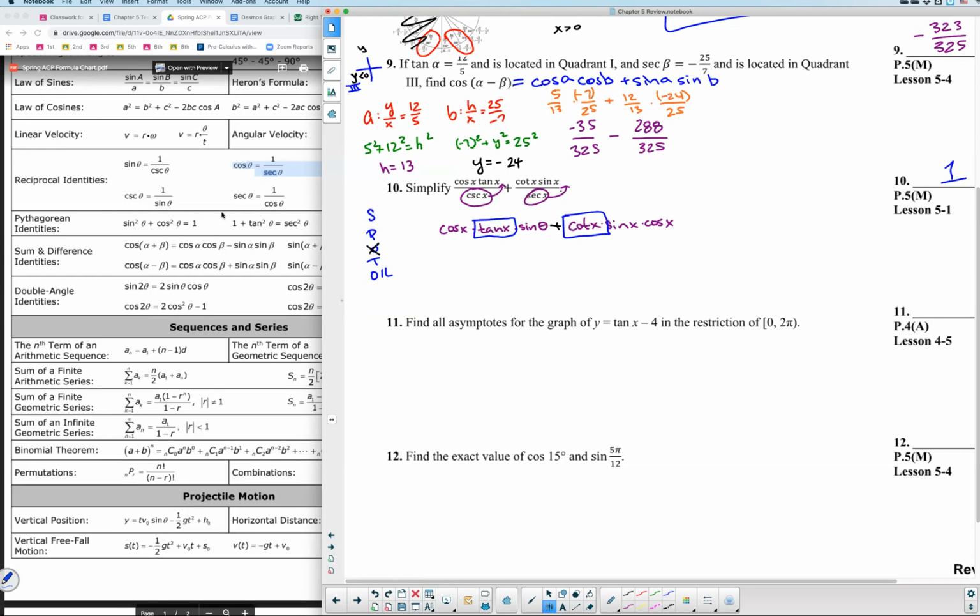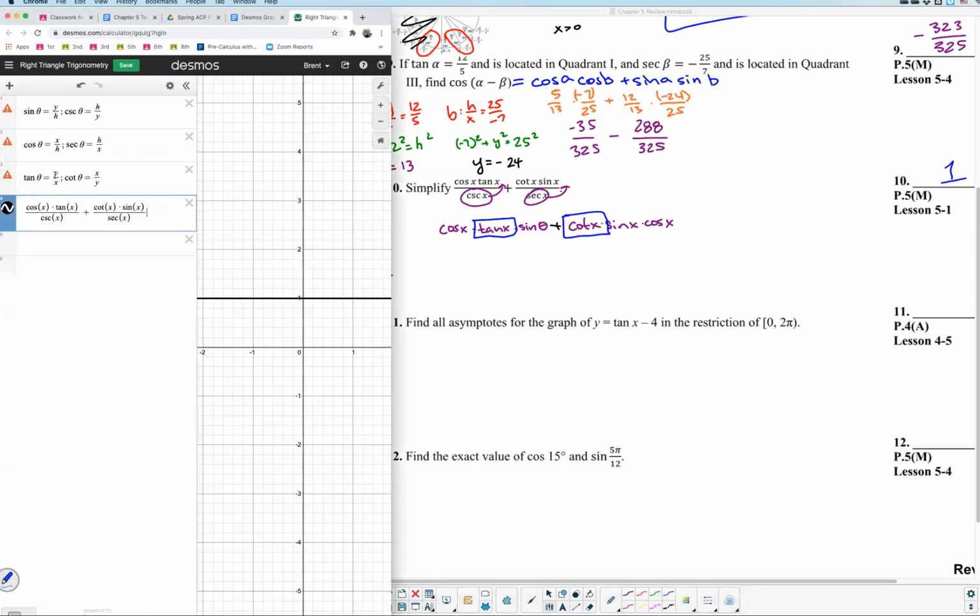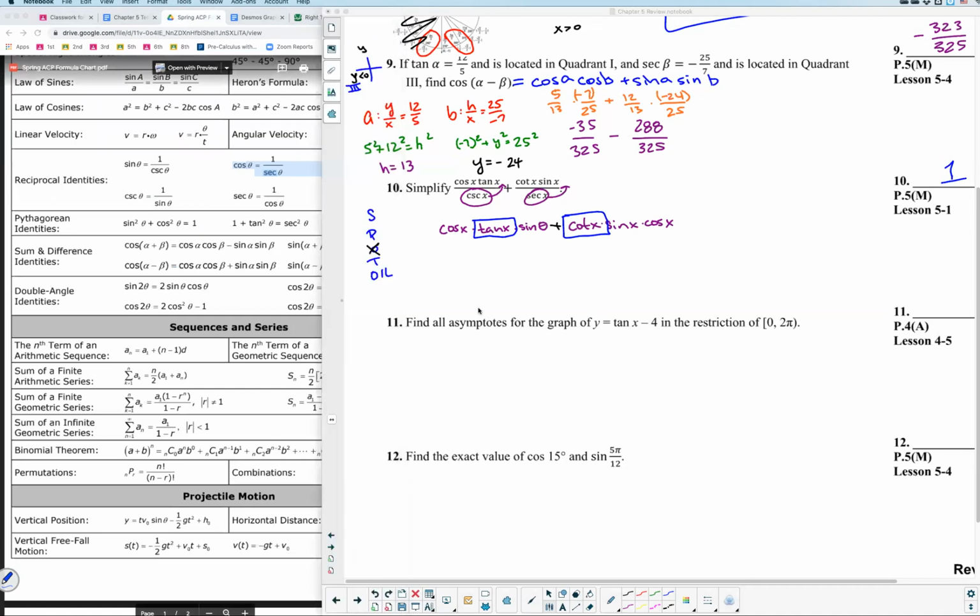Tangent, it's not written over here, but I do have it on the calculator, is y over x, which means it's sine divided by cosine. I know it doesn't show up in the formula chart, it's unfortunate, but this would give us cosine times, tangent is sine divided by cosine, times sine. And I realize I put a theta there. I should have put an x, because that's the variable we're working with in this problem. Now, cotangent's the reciprocal, so it would not be sine divided by cosine. It would be cosine divided by sine.